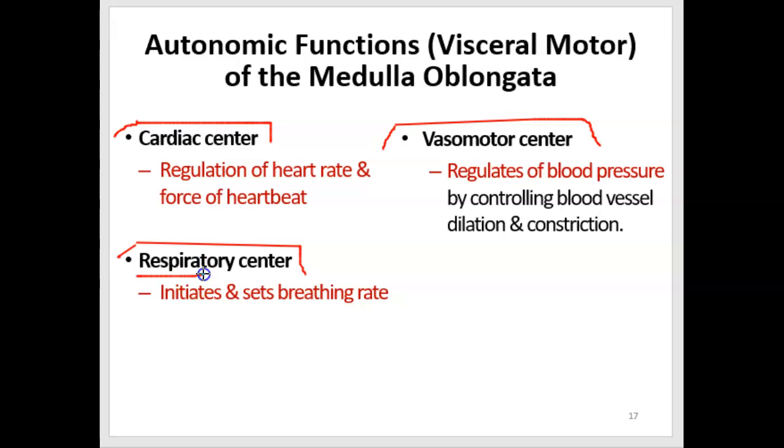The respiratory center is where breathing is initiated, and the vasomotor center regulates our blood pressure by controlling how constricted or dilated our blood vessels are.